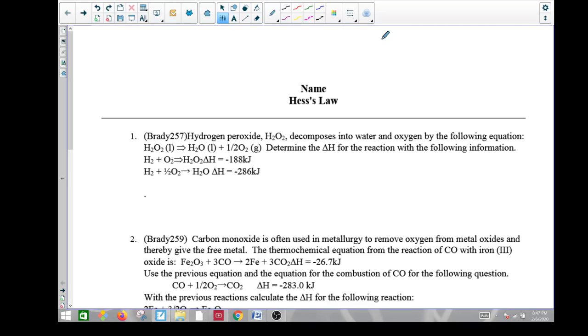Good afternoon, this is Schweitzer, and this is a little introductory video on just the ins and outs of Hess's Law, how to run it, and I'll show a couple of practice examples here. A couple things about Hess's Law. One, you're going to be given a series of reactions. You'll see a couple examples right here.